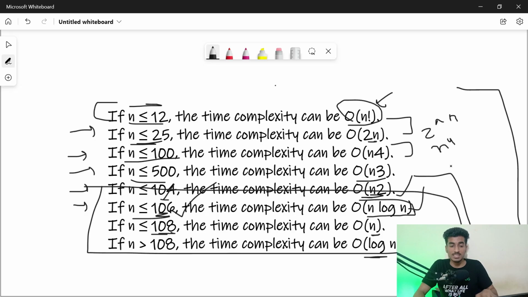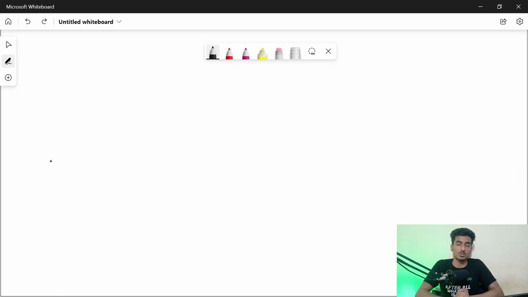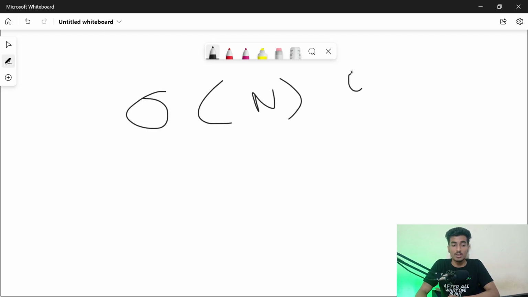Just remember these things, and after that let me give a quick overview of space complexity. So what is space complexity? It is exactly the same as time complexity. It is the amount of space taken by our algorithm as a function of the length of our input. When we write it with big O notation, it can be O of n, O of 1.